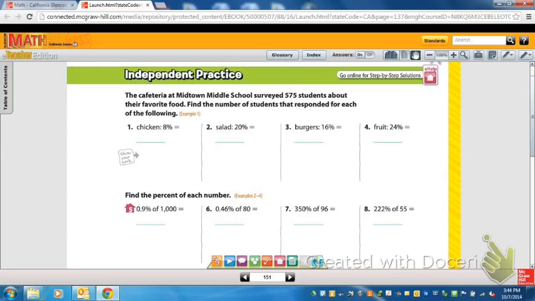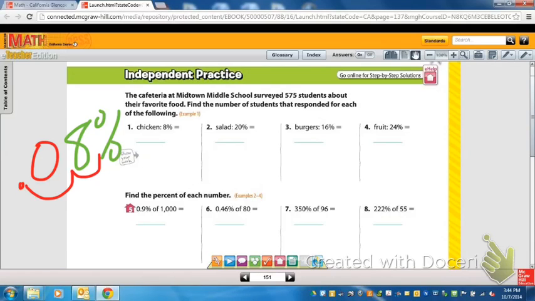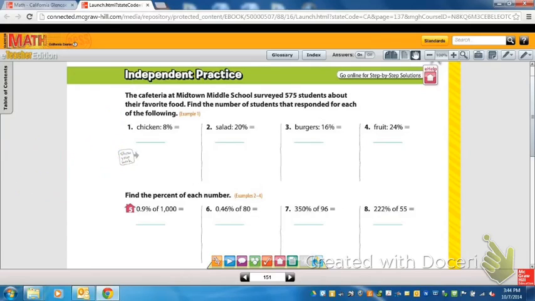Take a look at some of their homework. The cafeteria at Midtown Middle School surveyed 575 students about their favorite food. Find the number of students that responded for each of the following. So chicken, 8%. We need to change that to a decimal. So 8%, we add our 0, move the decimal 2 places to the left. So this is going to be 0.08. We get rid of the percent sign.